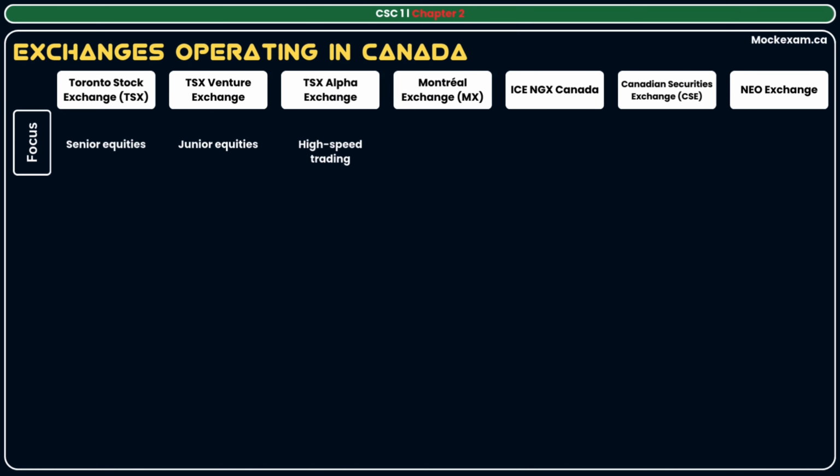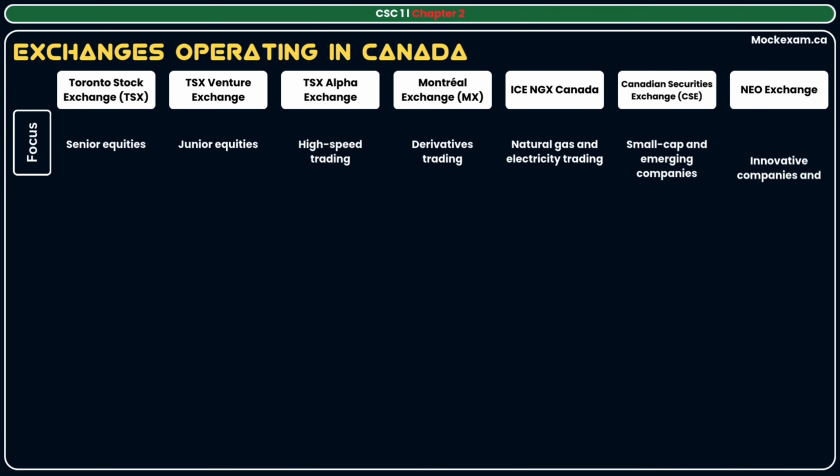Montreal Exchange is for derivatives trading. ICE NGX Canada is for natural gas and electricity trading. CSE is for small cap and emerging companies. And NEO Exchange is for innovative companies and ETFs. So each of these exchanges focuses on a certain type of security. So we need to differentiate between these.